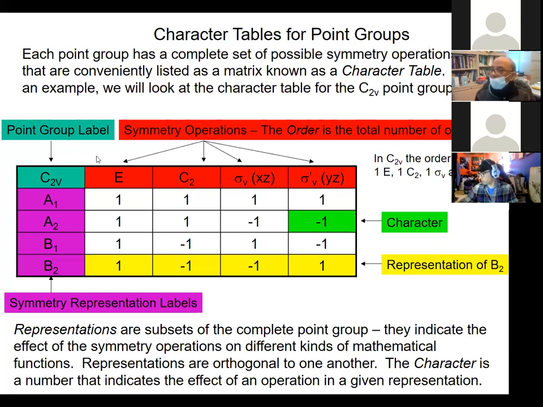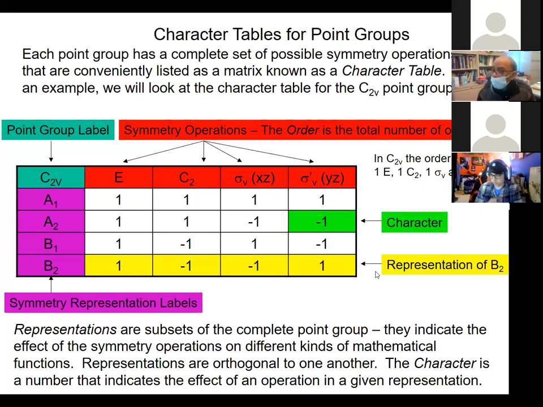And then in the red, you have letters such as E. E refers to identity, that is doing nothing. C2 is basically rotating the molecule by 180 degrees. That is 360 divided by 2. And then you have two vertical planes of symmetry. One is the XZ plane and the other one is the YZ plane. Now, in all these coordinate systems, the Z-axis refers to the molecular axis or interatomic axis. Okay, that's something that you have to keep in mind.